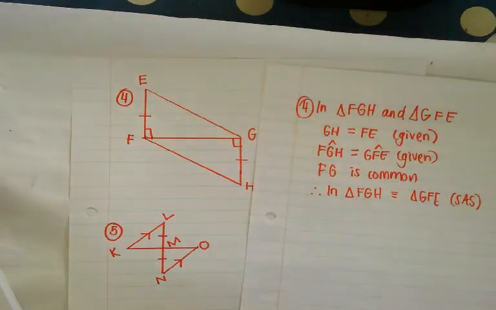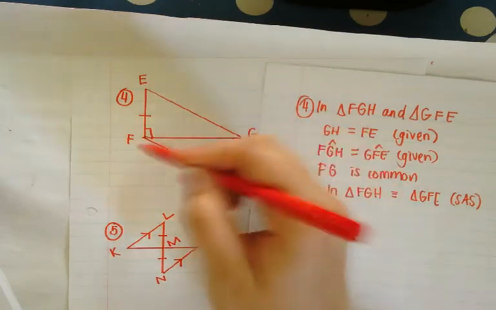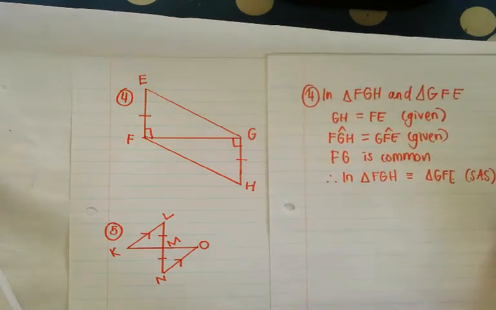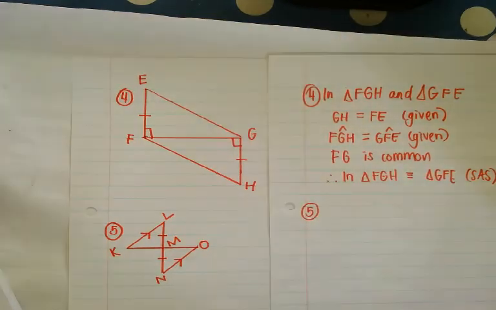And I can check that. The angle is touching the given side and the given side, so yes, it is SAS. I did that one on purpose because I knew some of you wouldn't check the hypotenuse. Now, hopefully you'll never make that mistake again.